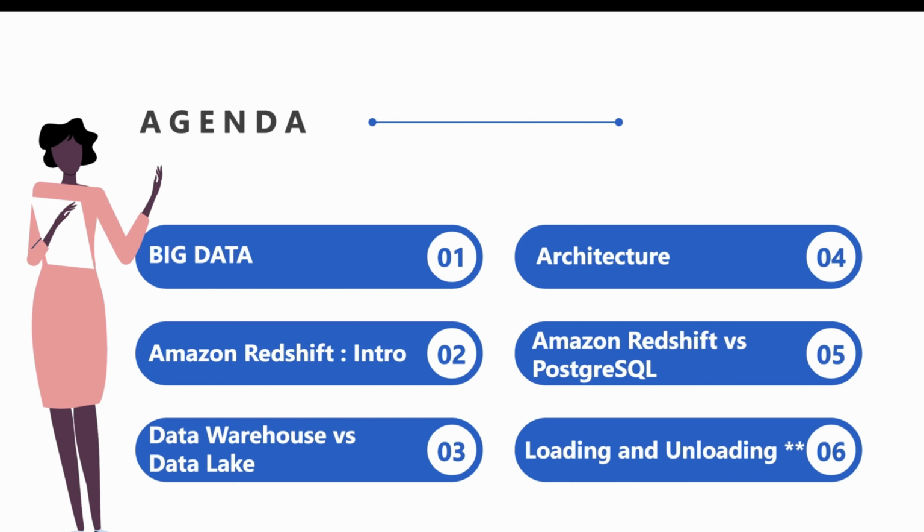So in the first video we have seen what is big data, and also we have discussed Amazon Redshift and the difference between data warehouse and data lake. And in the second video we discussed in detail the architecture of Amazon Redshift, how it works and why query execution is faster in Amazon Redshift. And we have also seen the key differences between Amazon Redshift SQL and PostgreSQL.